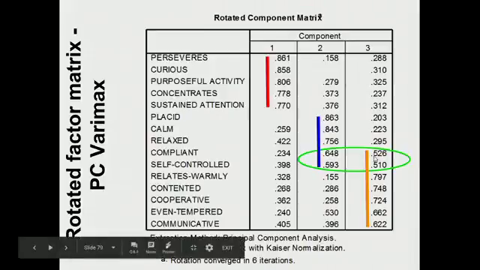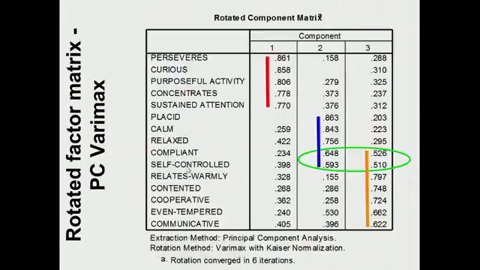However, there's a little bit of a problem with these 2 items, compliant and self-controlled, because when I look across this way, 0.2, 0.6, 0.5. For this one, 0.4, 0.6, 0.5. So these items kind of want to be a little bit about calmness, factor 2, and they want to be a little bit about sociability, factor 3. These 2 are complex items because they belong almost equally to each factor. Okay, being compliant is partly about being calm, but it's also about being sociable. Being self-controlled is partly about being calm, but it's also being controlled in a social context.